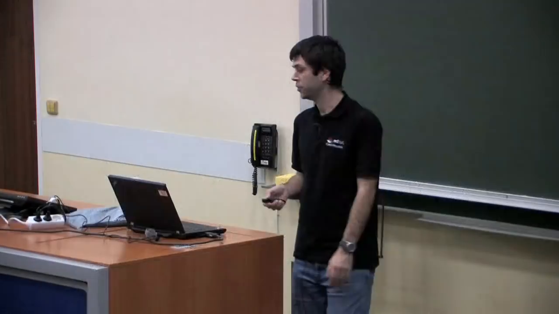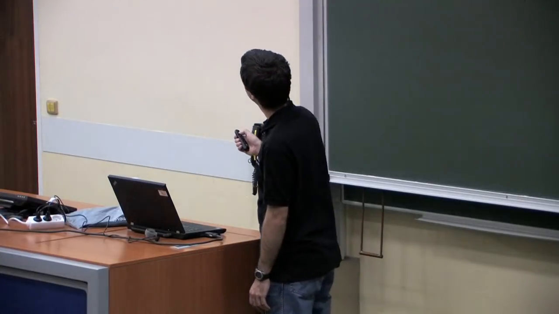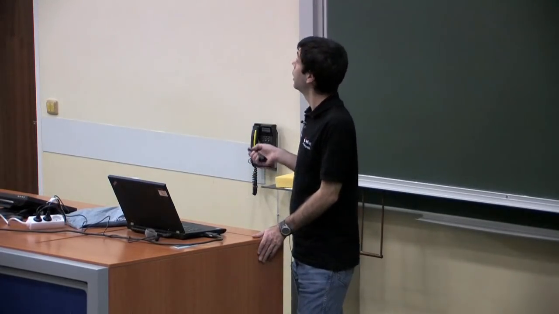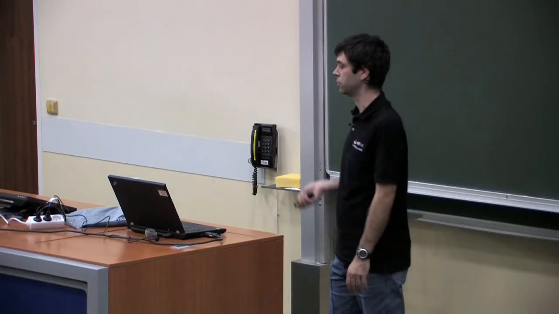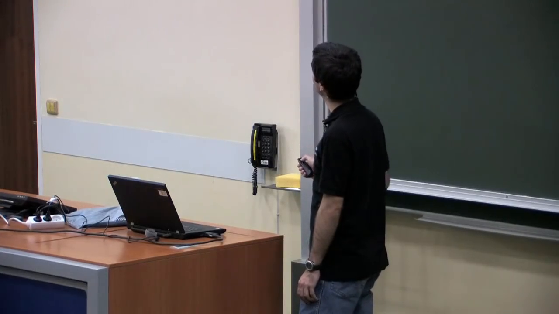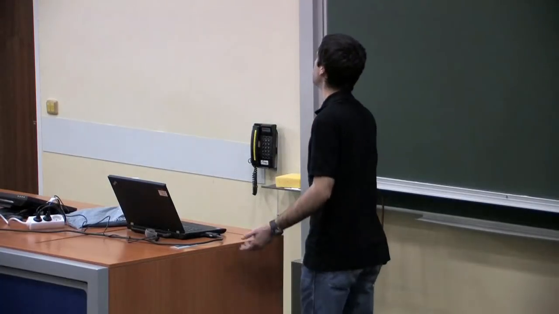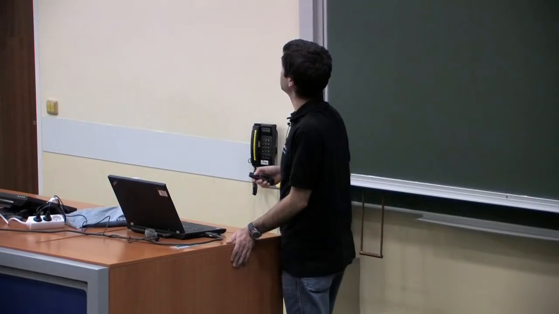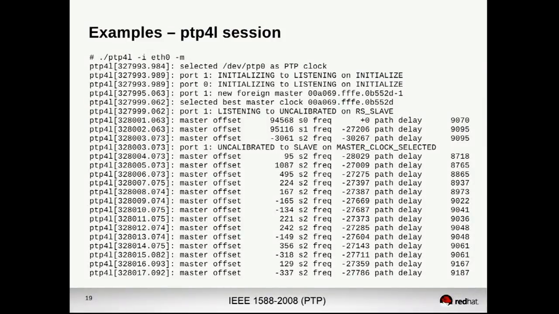This is an example of ptp4l running a session on this particular card. It's invoked on the eth0 interface, and -m just outputs not to the syslog, but to the console. And here we see that it found a master clock. Here, this is the invocation of the best master clock algorithm that selected the just found master clock as the best one and synchronizes to that clock. The first column is the most interesting one from this output. It actually shows the offset between the master and the slave in nanoseconds. So as we see, the precision of this synchronization is quite high.